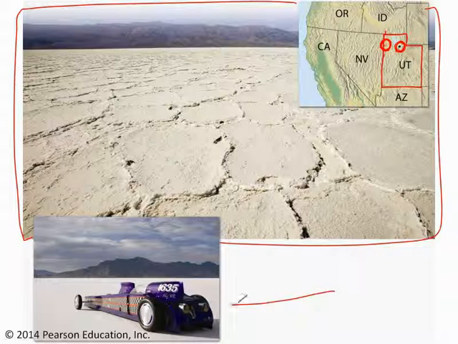And the picture of the race car down here in the lower left is a reminder that the Bonneville Salt Flats were where the U.S. land speed record was set in the 1970s, 630 miles per hour, over 1,000 kilometers per hour. Since then, another salt flat in the Black Rock Desert has been home to a slightly faster speed from a British team.